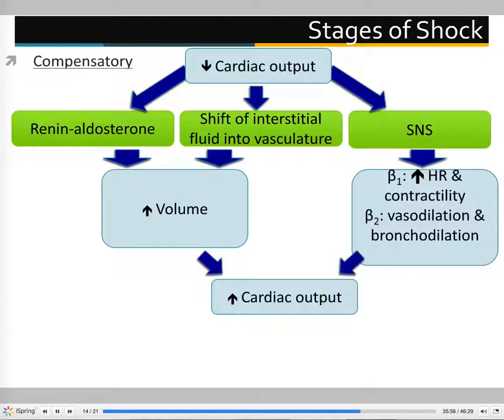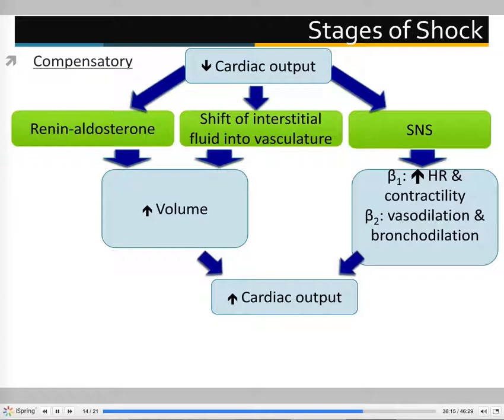Okay, moving to the kidney. Renin is released, and ultimately we're going to get angiotensin II, which causes vasoconstriction, and we're going to have aldosterone being released because of that. So now we're going to hold on to sodium and hold on to water subsequently.